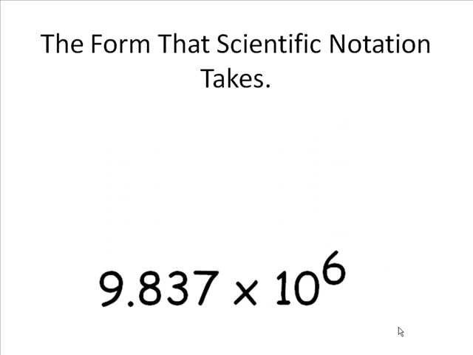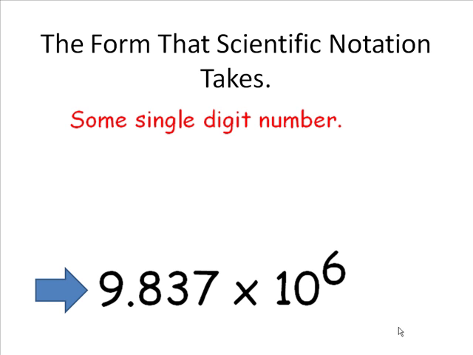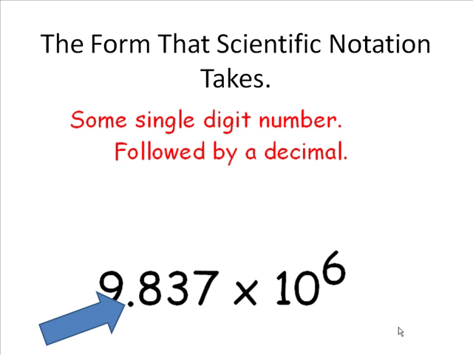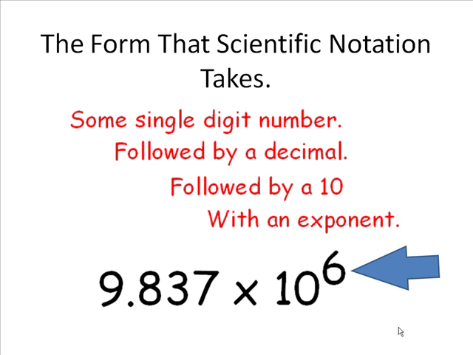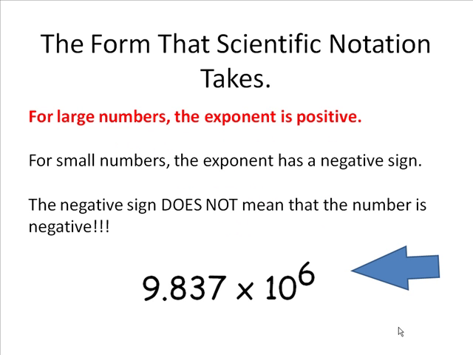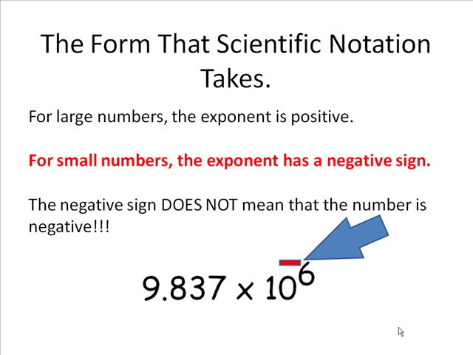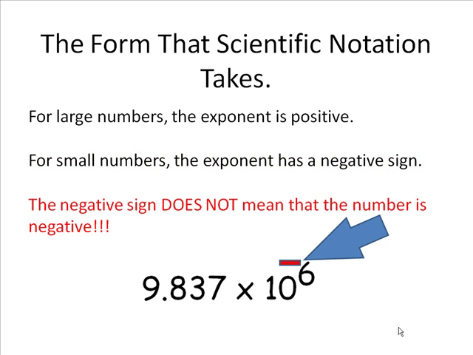Well, there is. The form that scientific notation takes is: there's some single-digit number in front of a decimal, followed by perhaps a few numbers, followed by a power of 10, followed by an exponent. Sometimes the exponent is positive, and that is for large numbers. For really small numbers, the exponent is negative, and that topic will be covered in another video. The negative sign does not mean that the number is negative. It means that it's small.